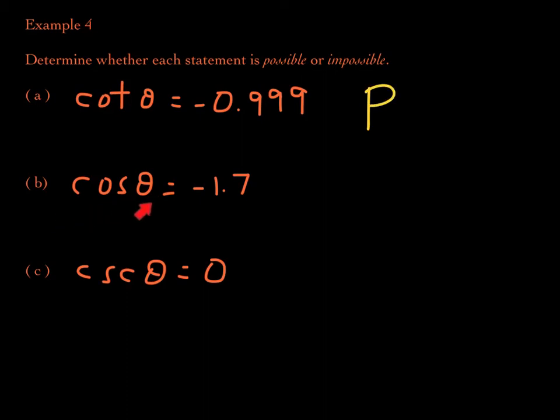Cosine of theta is equal to -1.7. Remember that the range for cosine is between -1 and +1. This number is not inside of that range. This number is less than -1, so therefore this is impossible. The next one, cosecant of theta is equal to 0. Remember that the range for cosecant is less than or equal to -1 or greater than or equal to 1. 0 does not fit inside of that description, so this is impossible. Okay, all because of the ranges of these functions.